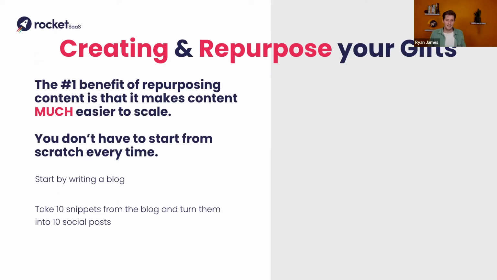But the key thing is that you haven't had to sit down and come up with a new idea. You've already got the idea, which is the hardest bit. All you've got to do is repurpose it. If you've got someone that works in your social media team, or you've got an agency that does your social media, you can just give them the blog and say, turn these 10 points into 10 social posts. Done, it's been delegated, and they can do it, and they've got a perfect brief to work with.